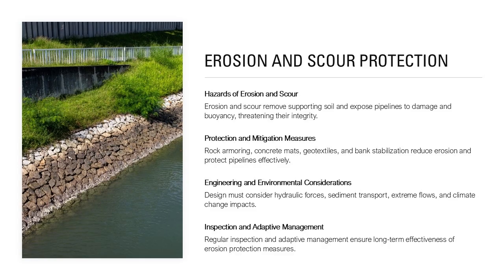The design of these measures must account for hydraulic conditions, sediment transport, and extreme flow events. Climate change and increased storm intensity should also be considered. Regular inspection and maintenance are essential, as erosion protection measures can degrade or be displaced over time. Adaptive management may be required if river morphology or flow patterns change. This slide discusses common erosion and scour protection strategies and emphasizes the need for integrated hydraulic and geotechnical engineering to manage these dynamic hazards effectively.